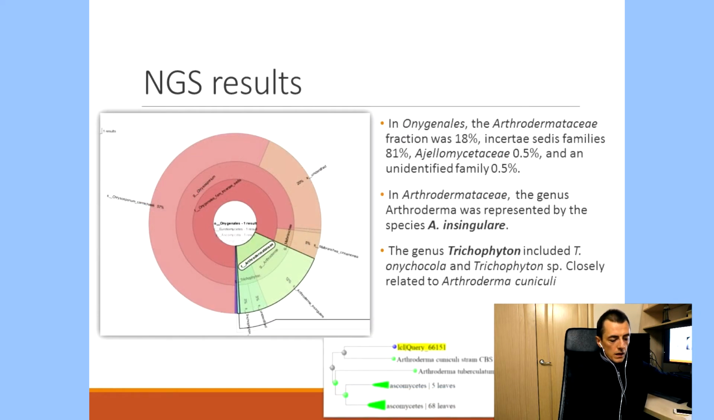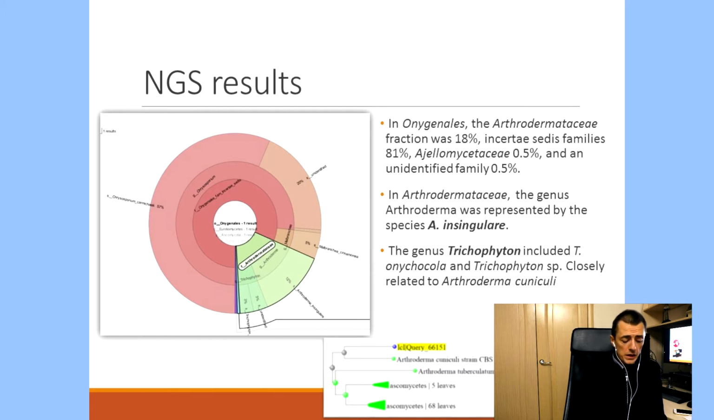So let's see in detail the results concerning Onygenales. We can see that 81% of Onygenales were occupied by Incertae sedis families of uncertain taxonomic attribution, and we will consider them a little bit later. 18% of Onygenales were represented by the Arthrodermataceae family, and 0.5% were taken by the Ajellomycetaceae family.